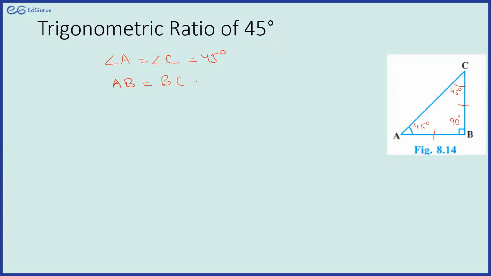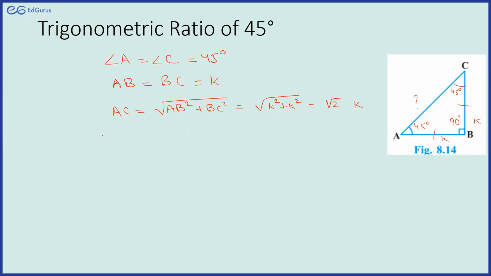Suppose this value is K. This side is also K, this side is also K. Now using the Pythagoras theorem, I can find my hypotenuse. Hypotenuse AC will be the square root of AB square plus BC square, which is K square plus K square, equal to root 2 K.